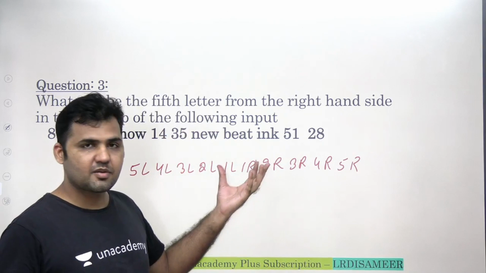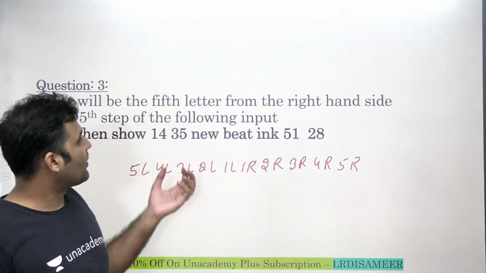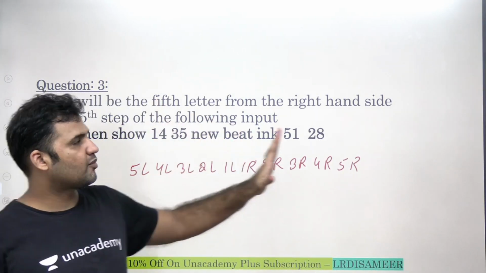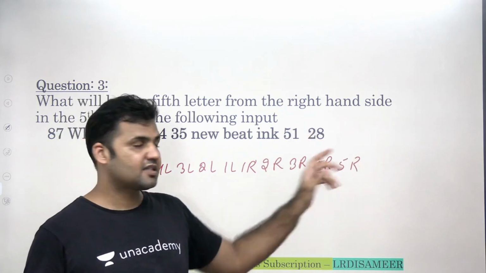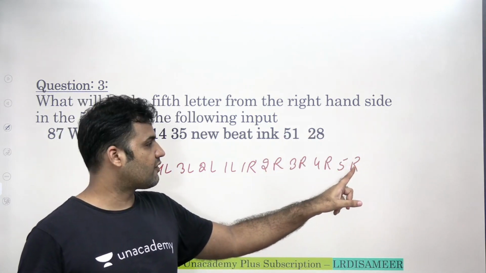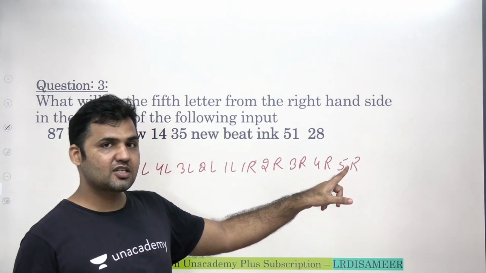The way the elements are being arranged, right? Now, what I am supposed to answer is the fifth letter from the right hand side. Now, this is my right hand side. This is the right hand side. Fifth letter from the right hand side. This is one letter from the right hand side.